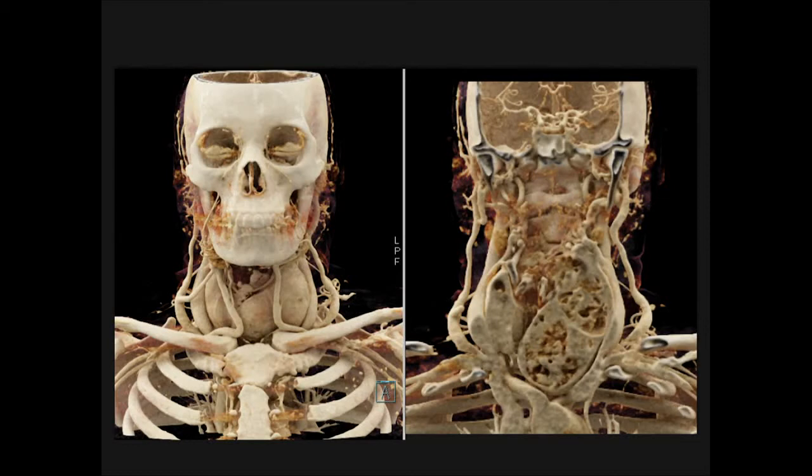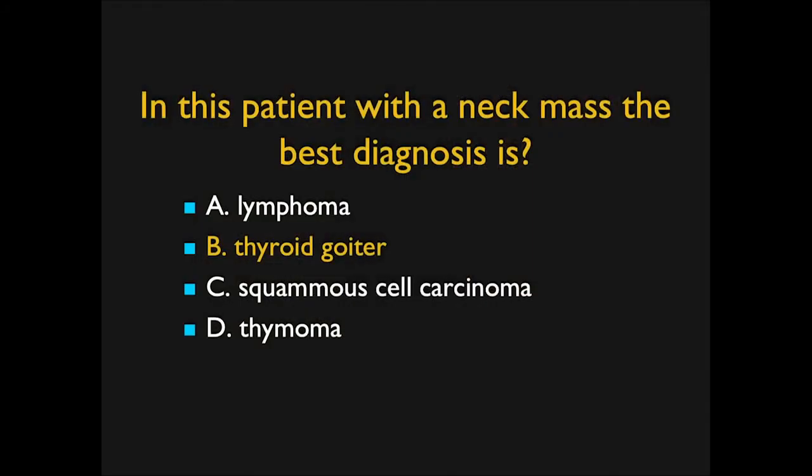It's not a carcinoma, like a squamous cell. It's not a thymoma. It's not lymphoma. This is a goiter, and that cystic appearance inside the goiter very nicely seen, and a good feel for how cinematic rendering could really be used for preoperative planning as well as for defining extent of disease.